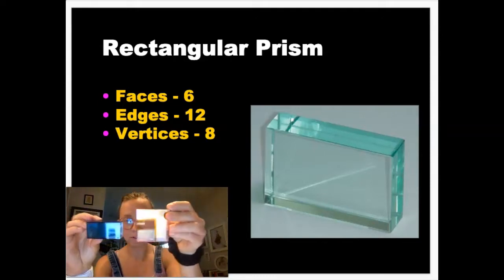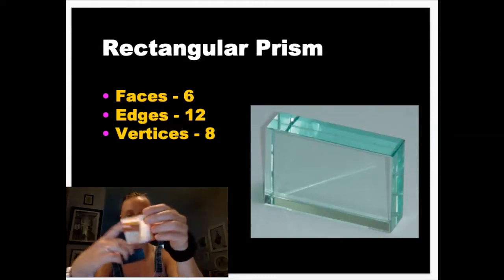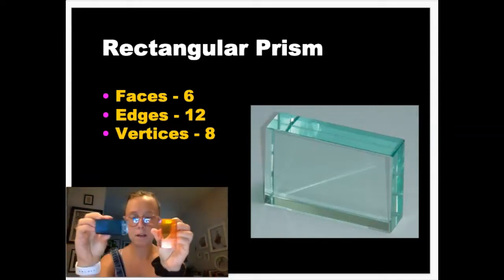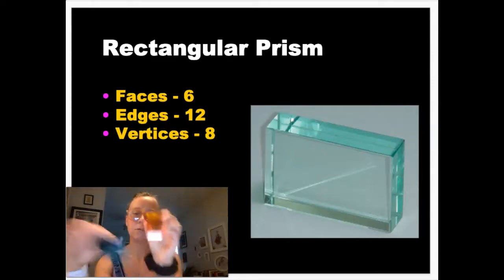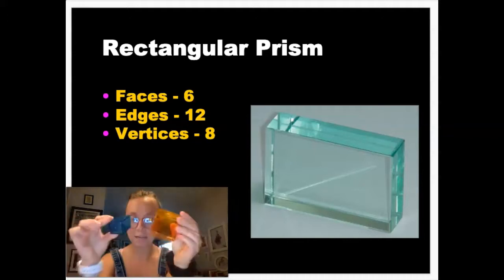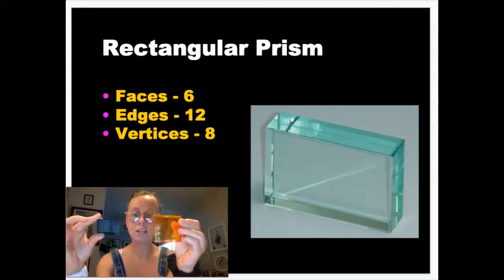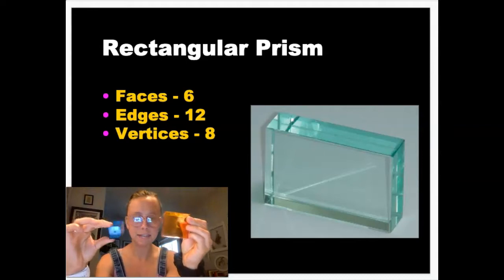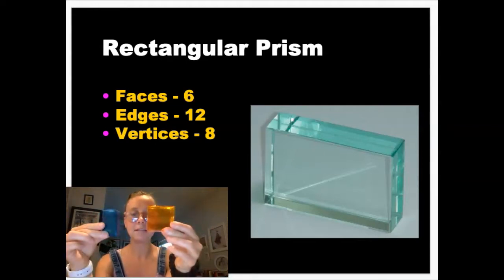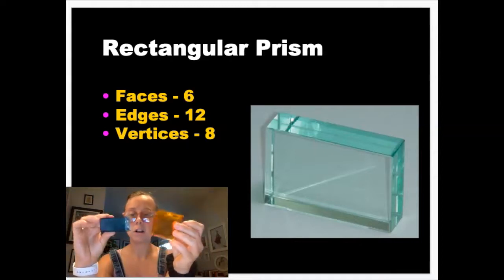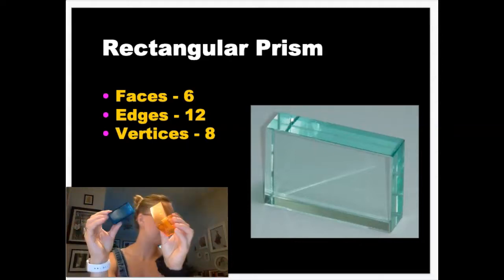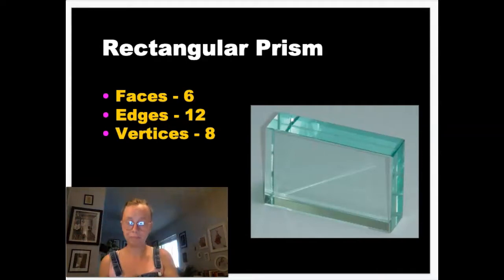This one looks a little bit different, right? The big side faces are squares, and the small faces are rectangles. These are both rectangular prisms. So rectangular prisms have the same amount of faces, edges, and vertices as a cube, but their faces are all different types of rectangles. So it doesn't have to be a perfect square like a cube.